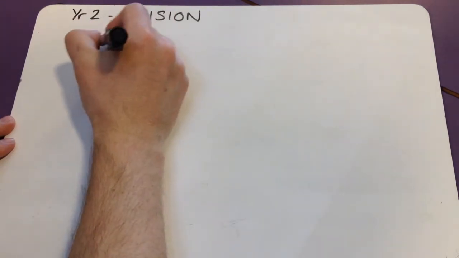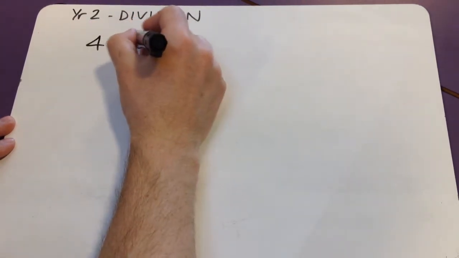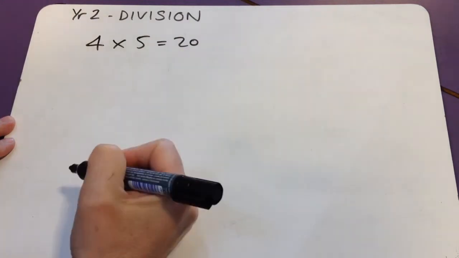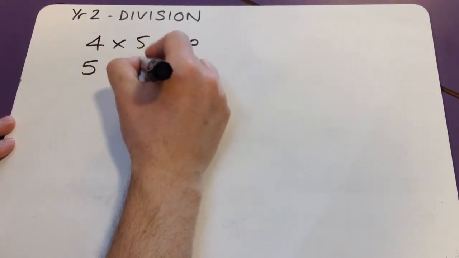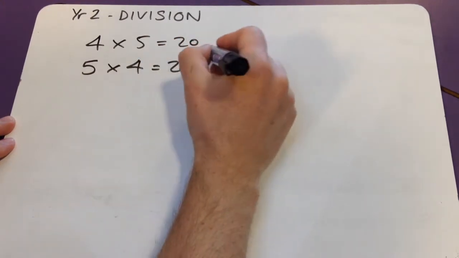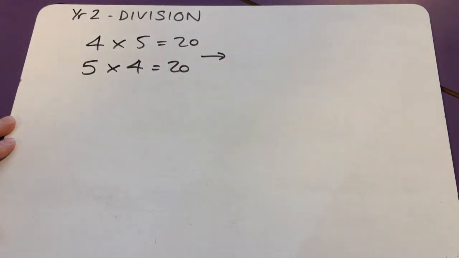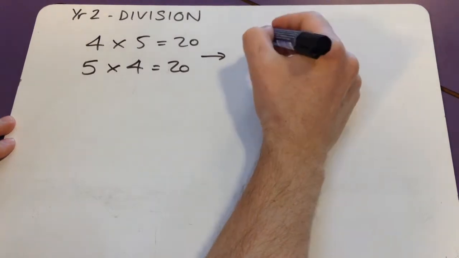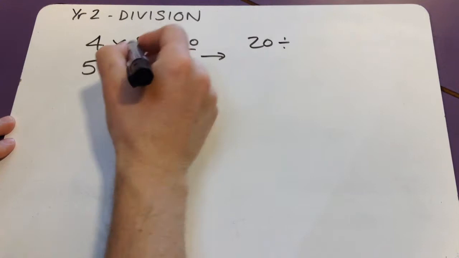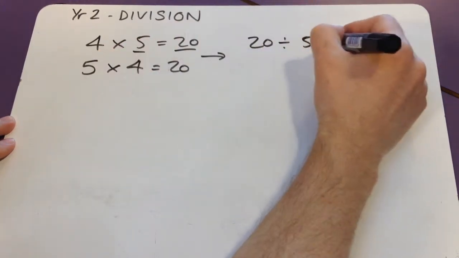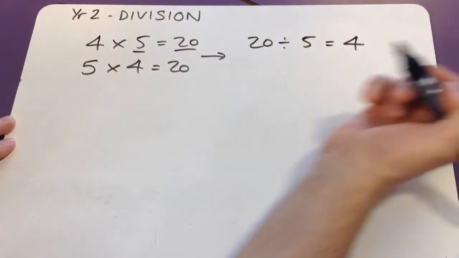In Year 2, children need to learn their division facts. They already know multiplication facts like 4 times 5 equals 20, and when you know that, you also know that 5 multiplied by 4 equals 20. But they need to learn their corresponding division facts. Now, we can take the 20 and divide it by 5, and that equals 4.